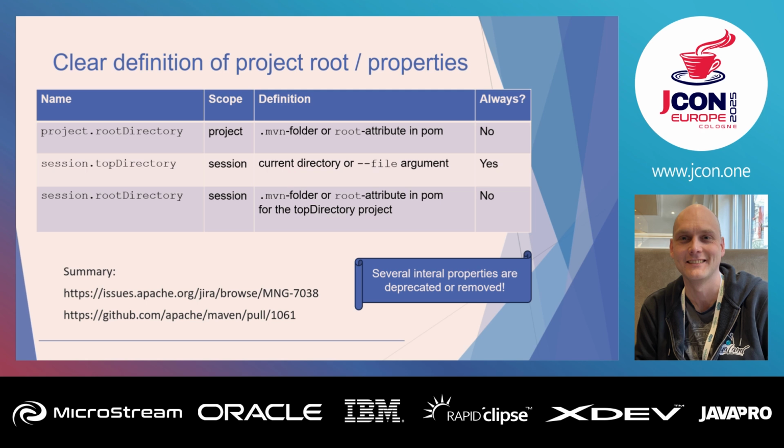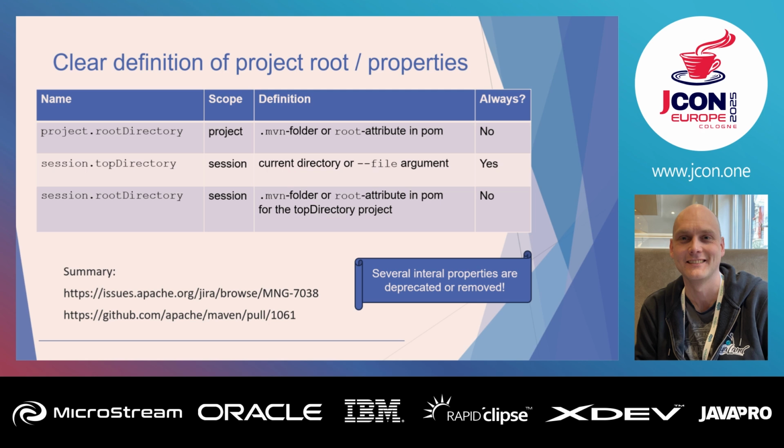We have three official properties for this: the root directory on project top, so before the build starts, or at the first of the build, and then two session binds, also the root directory and the top directory, where the top directory goes out from the directory where you call Maven, or when you call Maven with a file argument, then the folder the file argument points to.